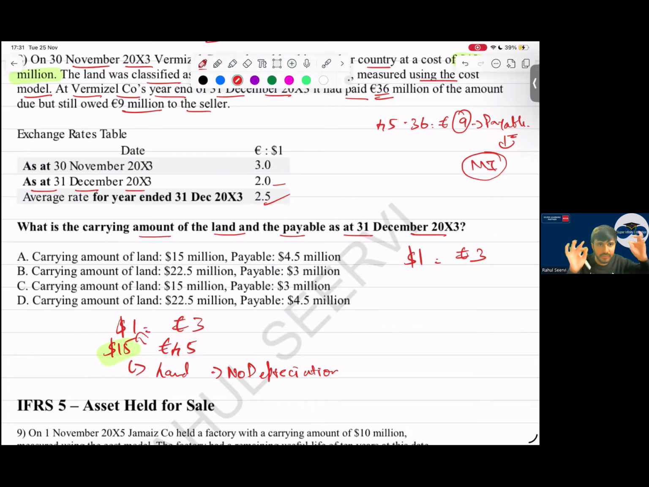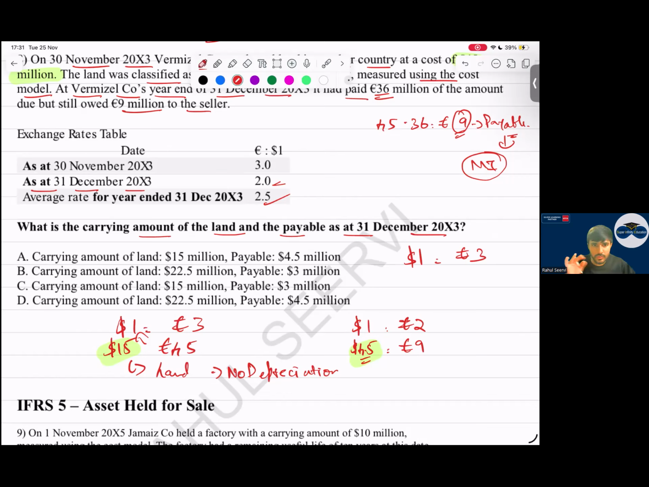It's not under the revaluation model. The value will remain the same. Sir, 9 million is the payable. What is the closing value of the payable? Sir, 9 million. $1 is equal to how many euros at the closing date? 2 euros, sir. So 9 euros, what will be the value? 9 divided by 2, it is 4.5. So my value of the payable is 4.5.